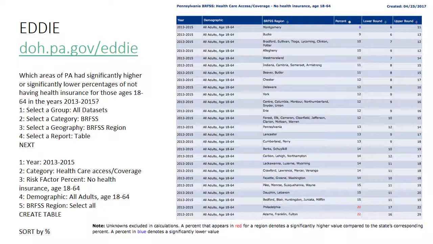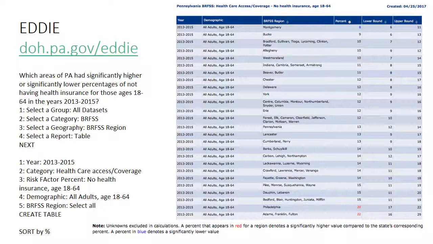So it breaks down by some of the different counties, but it groups some counties that are less populated together. So for example, Chester County and Delaware County are separated, but Carbon, Lehigh, and Northampton County are pooled in one row, whereas Chester and Delaware County each have their own row. Philly also has its own row. So once we click the geography of the BRFSS region, we'll want to select a report. In this case, the only option is a table. So we're going to select table and then click next.